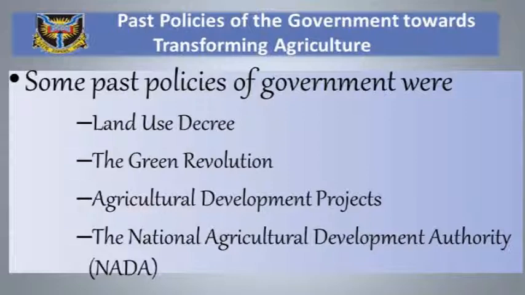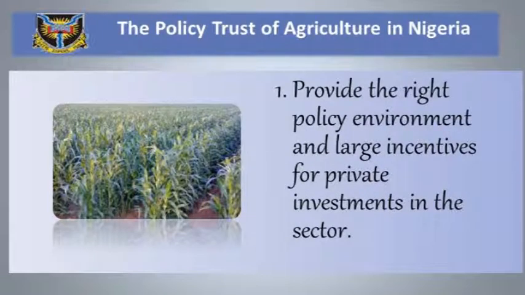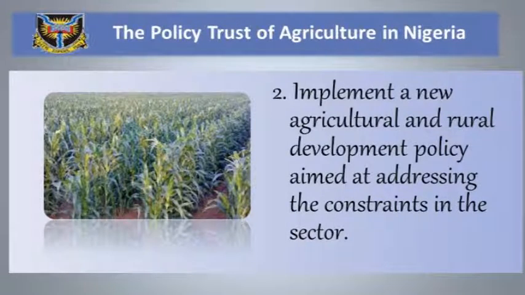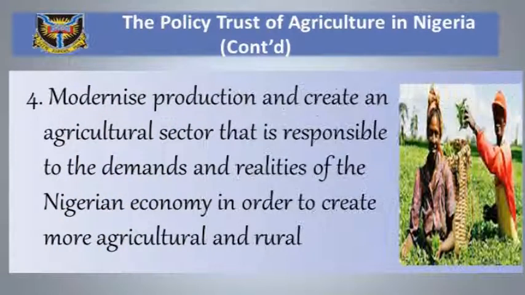The policy thrust of agriculture in Nigeria: to ensure a higher productivity and the proper modernization of the agricultural sector in Nigeria, NEEDS also provides the following policy thrust. 1, provide the right policy environment and large incentives for private investment in the sector. 2, implement a new agricultural and rural development policy aimed at addressing the constraints in the sector. 3, foster effective linkages with industry to achieve maximum value added and processing for export.